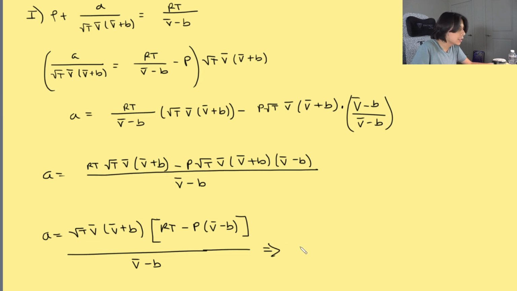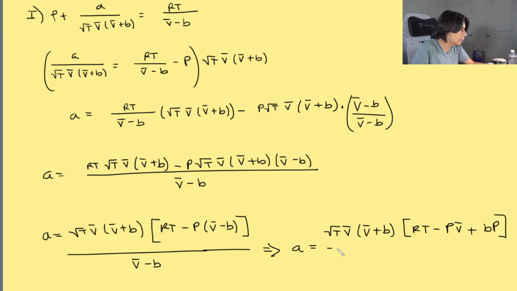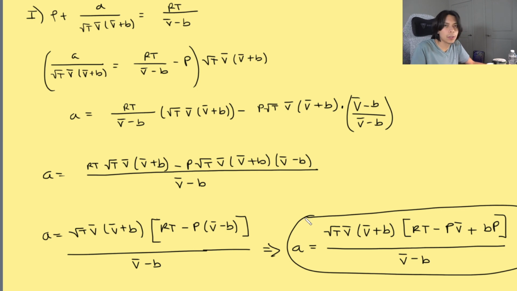I'm just looking at my notes. So the answer would have to be the square root of T V bar times V bar plus B, and then times RT. I'm just going to expand that using the distributive property. So minus P V bar plus P B, or we can say little p B, same thing. And then all over V bar minus B. And this would be the result for our A parameter constant in here. So let me make sure that looks correct.